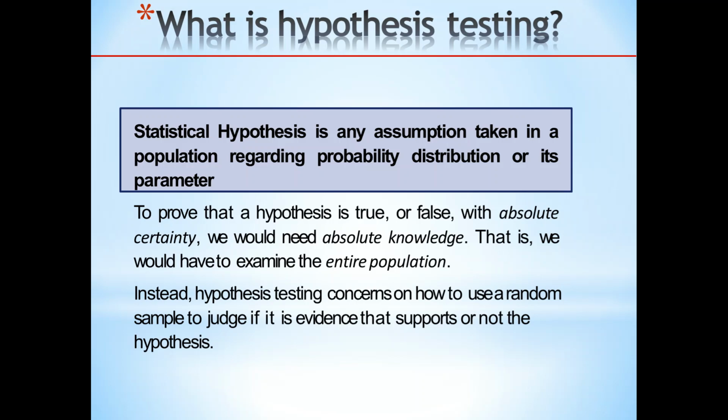For example, let us assume that the mean of a population is 60. Then mu equal to 60 is the statistical hypothesis. Drawing samples from this population, we can test the validity of this hypothesis, and this is hypothesis testing. Hypothesis testing concerns how to use a random sample to judge if it is evidence that supports or not the hypothesis. To prove that a hypothesis is true or false with absolute certainty, we would need absolute knowledge. That is, we would have to examine the entire population for this.